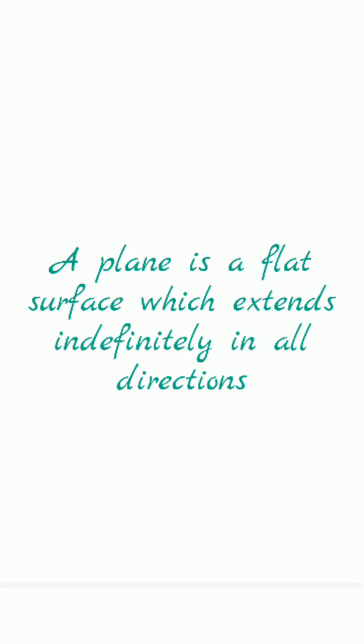The next definition is plane. A plane is a flat surface which extends indefinitely in all the directions. The walls, the floors of your room, the surface of a sheet of paper, the surface of a tabletop, a phone screen, etc. are all examples of a plane.